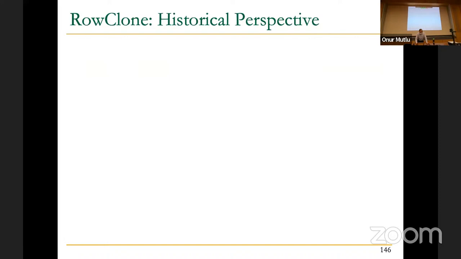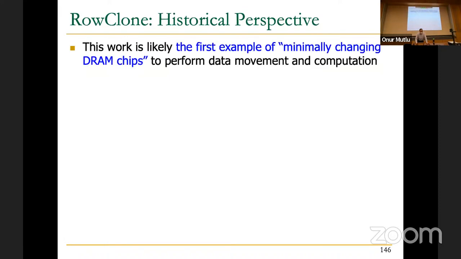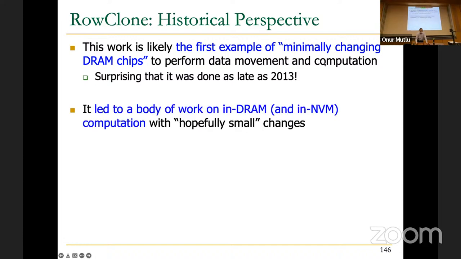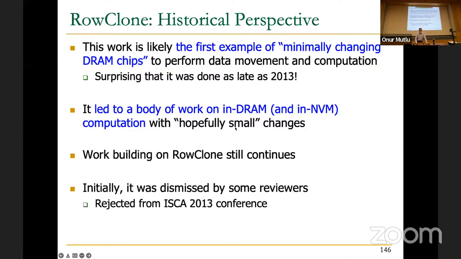I didn't cover MBIT, but basically this RowClone, as far as we know, is the first example of minimally changing DRAM chips to perform data movement and computation. We were actually surprised that it was done as late as we did it, but we couldn't find any other work. It actually led to a body of work on in-DRAM and in-memory computation with hopefully small changes. You will see that in a little bit. And work building on this still continues.